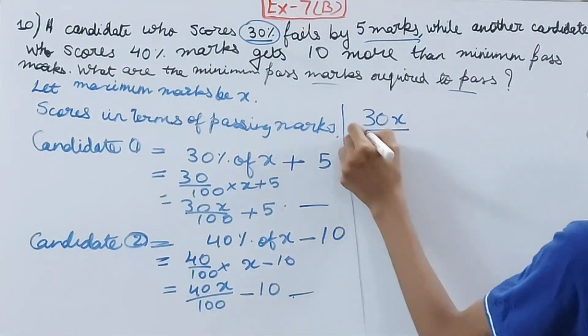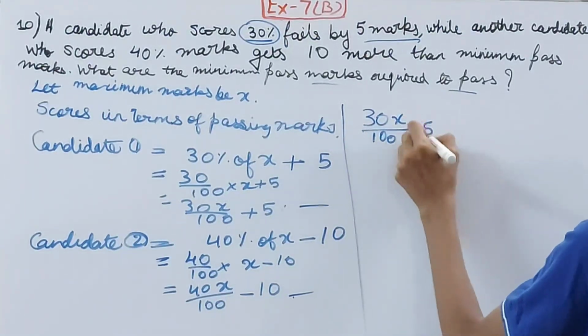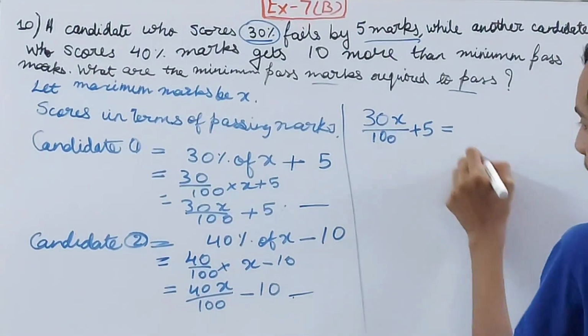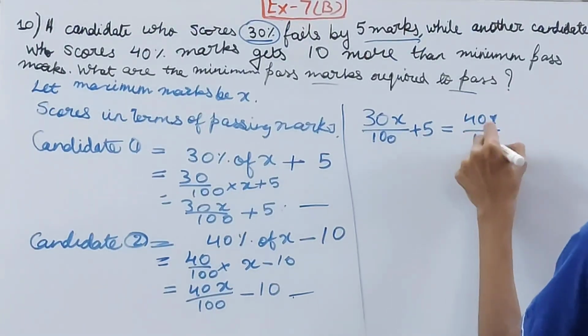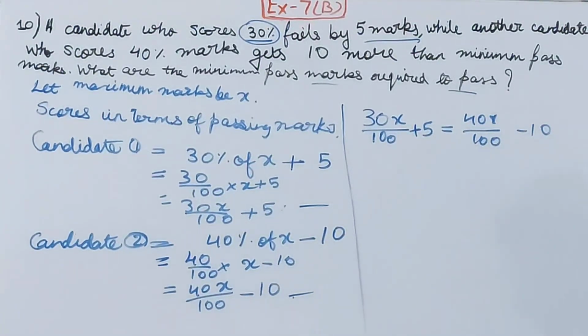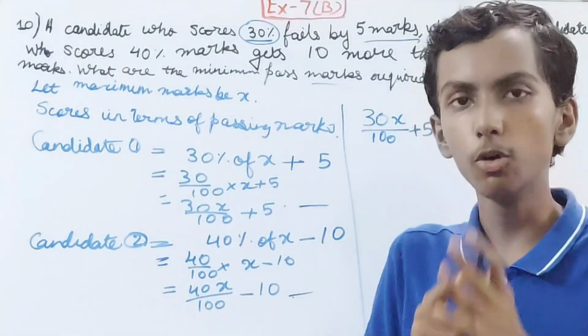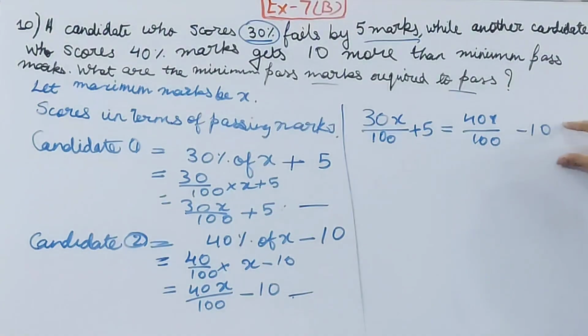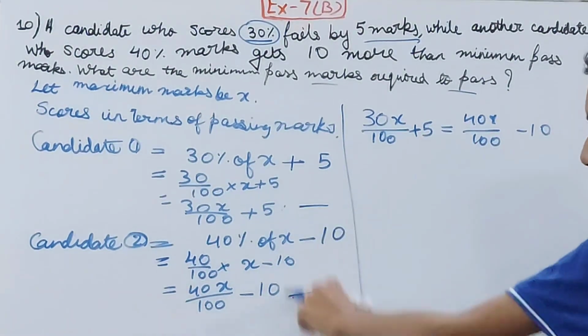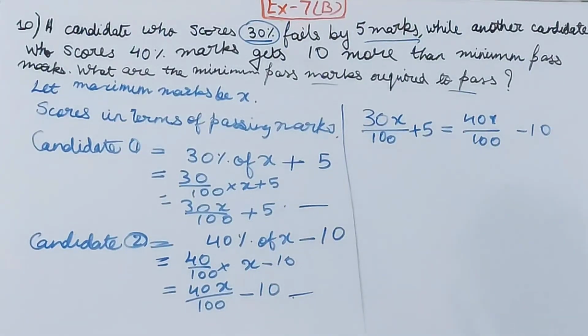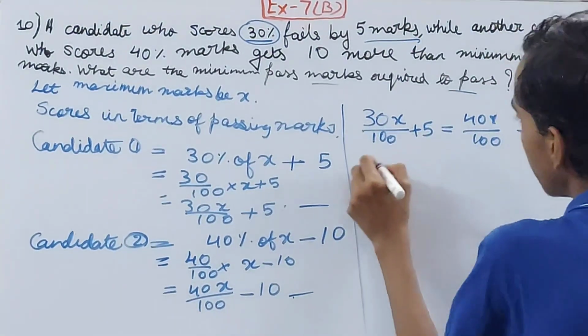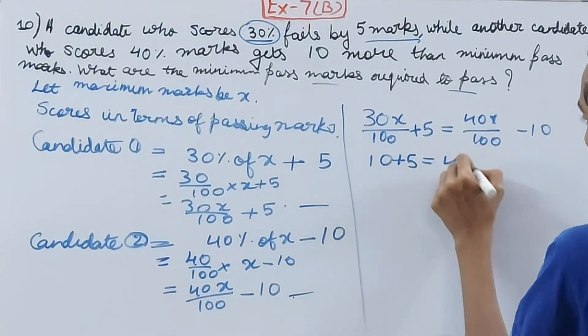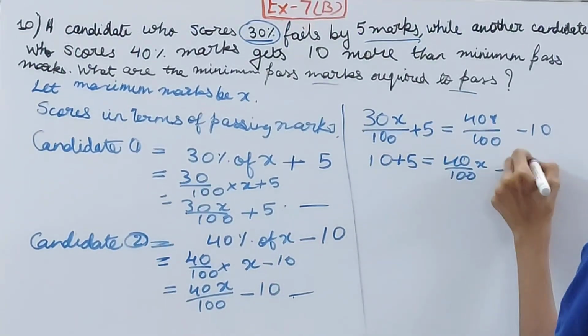That means this 30X by 100 plus 5, which is the minimum passing mark for the first candidate, is equal to 40X by 100 minus 10, that is the minimum passing mark for the second candidate. There cannot be two passing marks, only one minimum passing mark will be there. One minimum pass mark that is there, that's why both are equal. There cannot be two different values, both will be the same. Now we will solve this equation. Let's take the X value to one side and the numbers to the other side. So 10 plus 15 equals 40X by 100 minus 30X by 100.